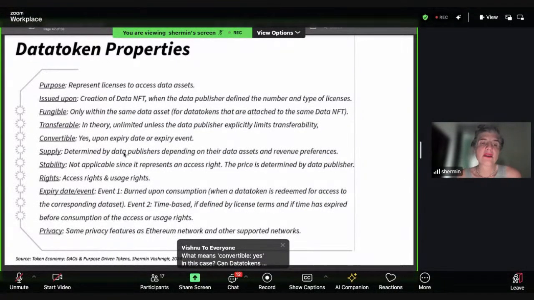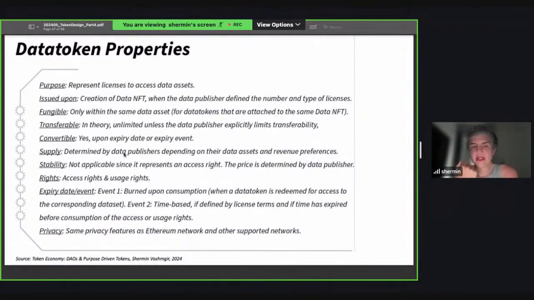Data tokens are convertible. When do they convert? Upon expiry date or expiry event. If you used an access right, the data token expires, or if the data token comes with an attached expiry date by the data token issuer, then it would get burned and thus converted upon expiry date.